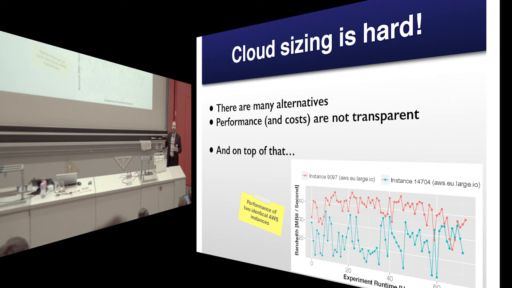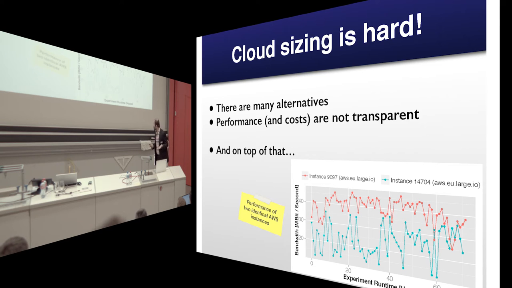We just kept re-executing an I/O benchmark. This was a mixed read-write workload. We kept re-executing the same kind of benchmark every hour. This was one instance, and this was the other instance. And obviously, what you see very easily in this single graph is they're not the same performance. One of them is twice as fast as the other one, even though they cost the same amount of money.